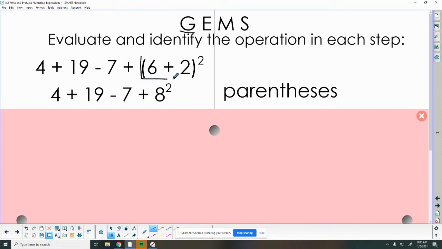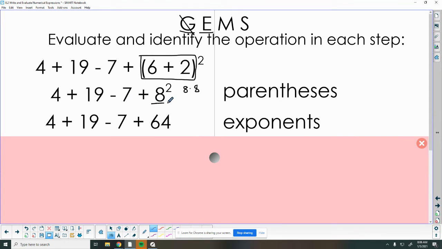So 6 plus 2 is 8. We still need to square that. Bring every part of the other parts down. So we just completed the parentheses. So we have no more parentheses. So now we're looking for exponents. We have one here. So remember, this is not 8 times 2. This is 8 times 8. The base is 8. We want that 2 times. Let's go ahead and complete that next part and write down the new expression.